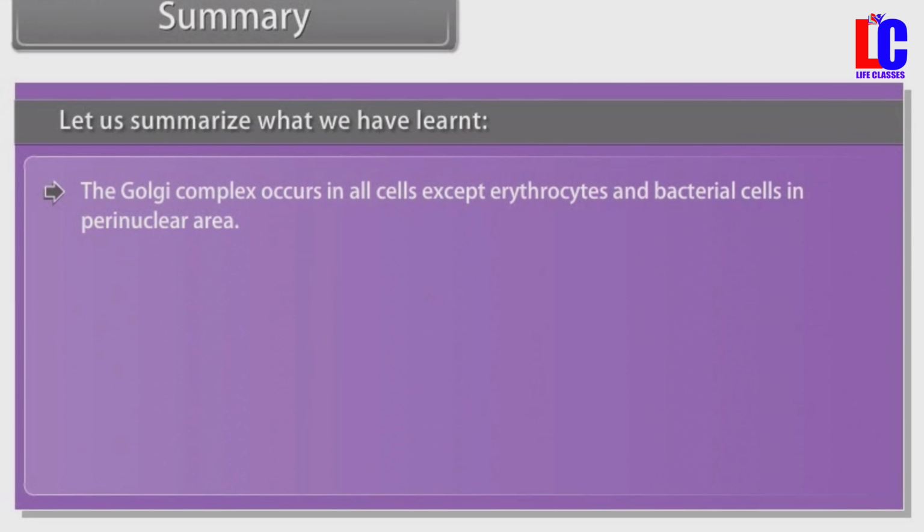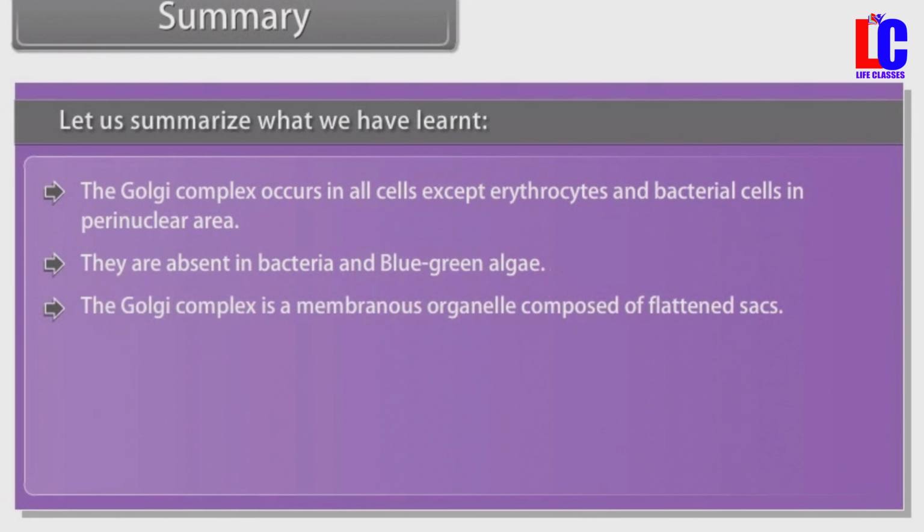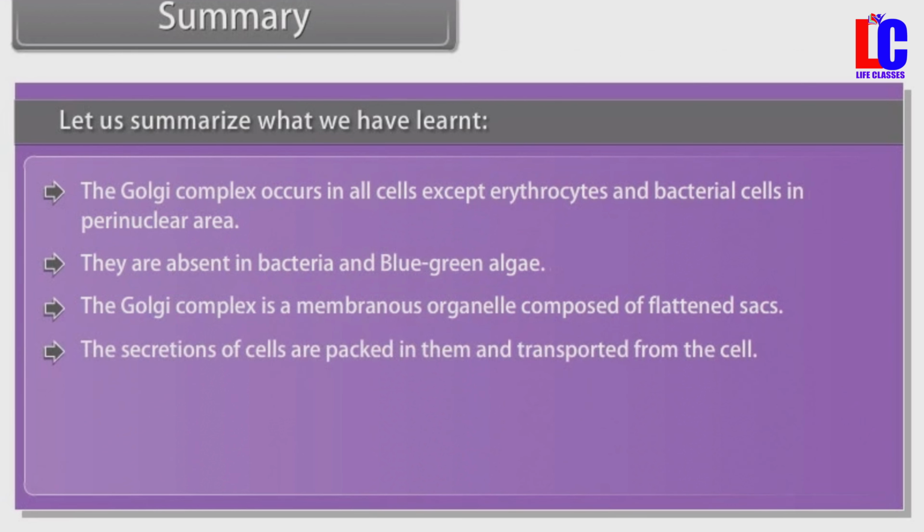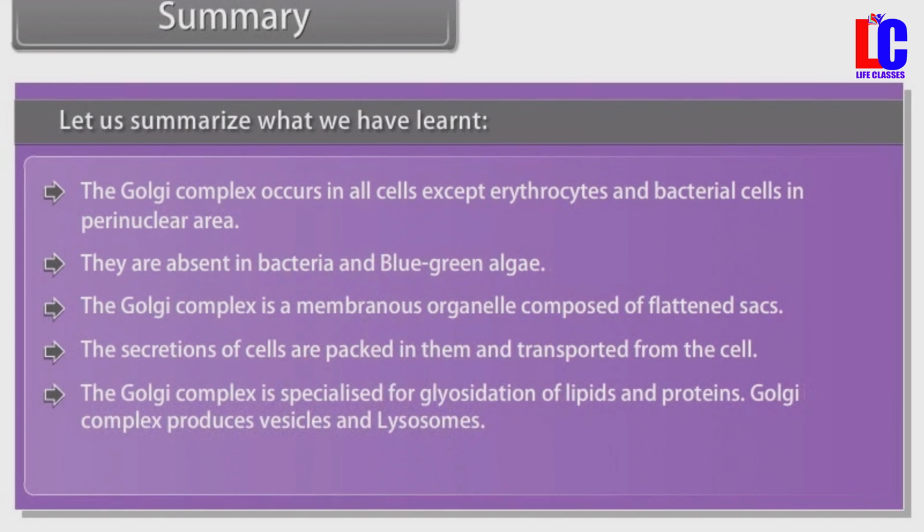The Golgi complex occurs in all cells except erythrocytes and bacterial cells, in the perinuclear area. They are absent in bacteria and blue-green algae. The Golgi complex is a membranous organelle composed of flattened sacs. The secretions of cells are packed in them and transported from the cell. The Golgi complex is specialized for glycosylation of lipids and proteins. The Golgi complex produces vesicles and lysosomes. ETC is a component of the Golgi complex.